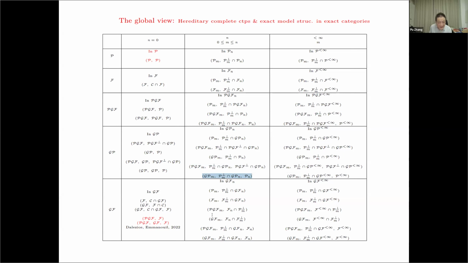Then there is the known result that I use. In 2022, these two French mathematicians gave this result for Gorenstein flat modules. In this exact category, they have this Hovey triple. Okay, maybe I just stop here. So thank you very much.